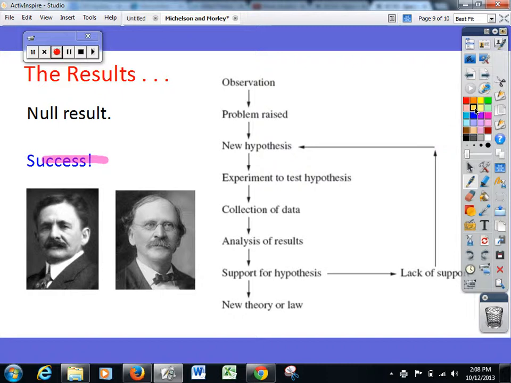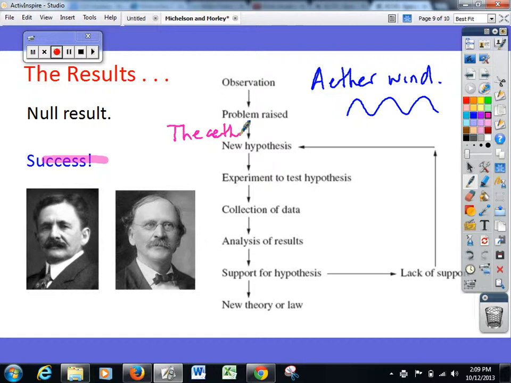Morley's result is, we always remember that the scientific method starts with an observation and a problem. And in this case, the problem and the observation was the ether wind. And the ether model said that we need the ether to support light. In this case, we should be able to detect it. So the hypothesis was that the ether wind existed and is detectable.